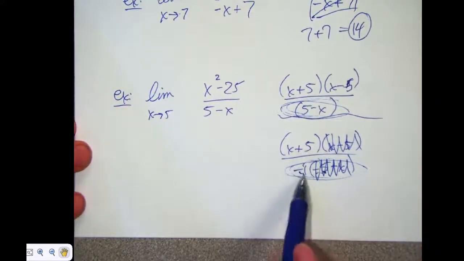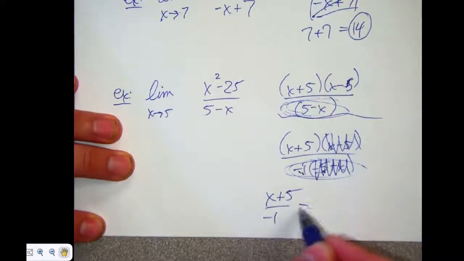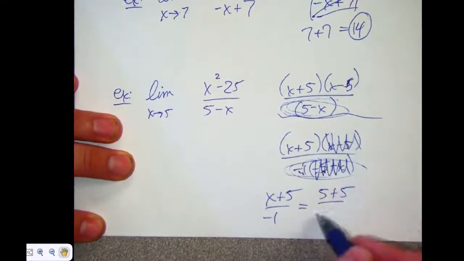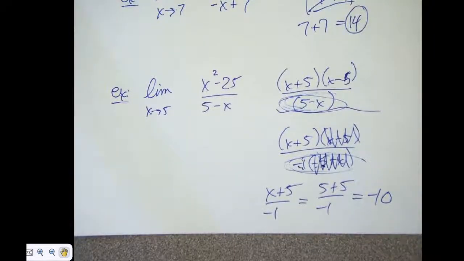I get x plus 5 over negative 1. And then I can plug in. So the answer is negative 10. Yeah. So I plugged in, so I made both the x's in the numerator negative. Ooh, I like that. All right.